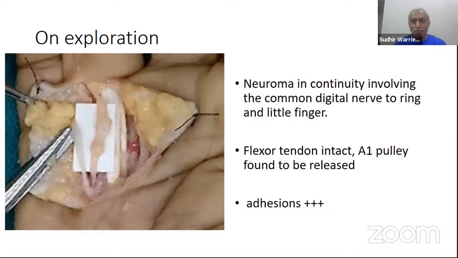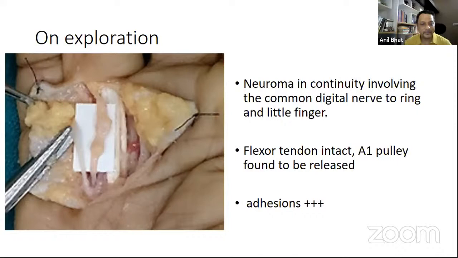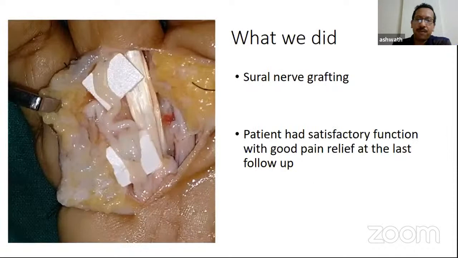Yeah, Ashwath, go ahead. So that's what we observed. We found a neuroma in continuity involving the common digital nerve to the contiguous side of the ring and little finger. The A1 pulley was intact, and there were extensive adhesions, so something like a type 2 CRPS-like picture was there. So we were thinking what to do. This is what we did: a sural nerve grafting. Subsequently we put her on a therapy program, and she had good pain relief when we saw her at the last follow-up.